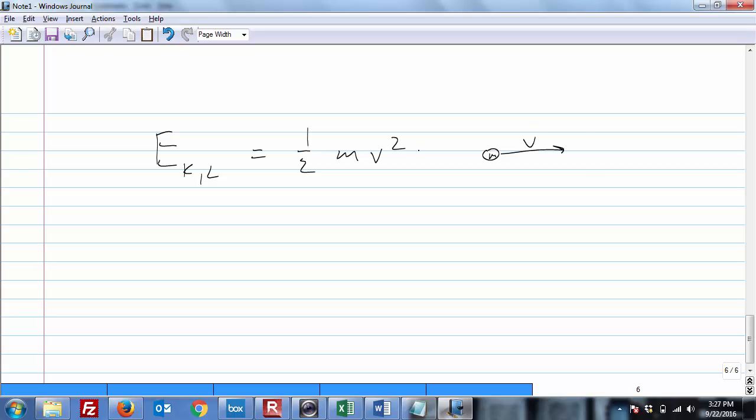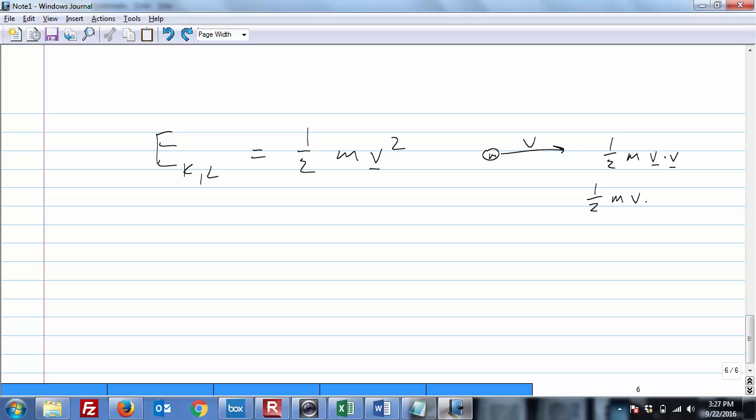Another thing worth noting is that we know that velocity is a vector. There's another way to write it. It's 1/2 mv dot v, and so that's the dot product. And another way to write that is 1/2 mv times v.